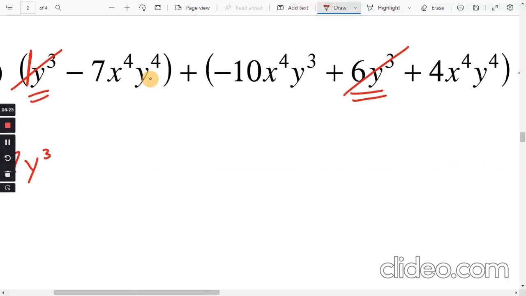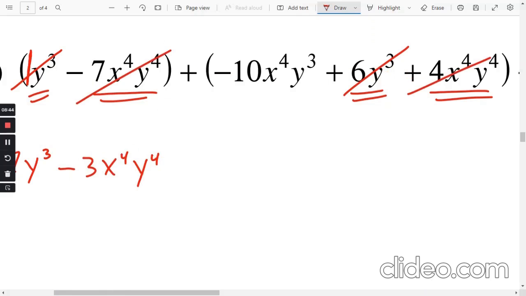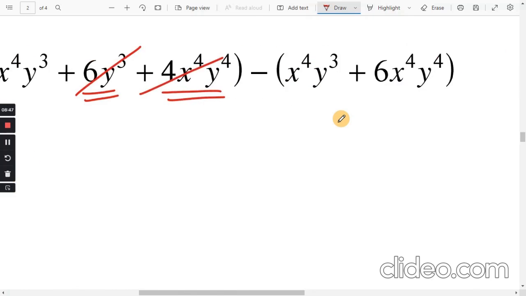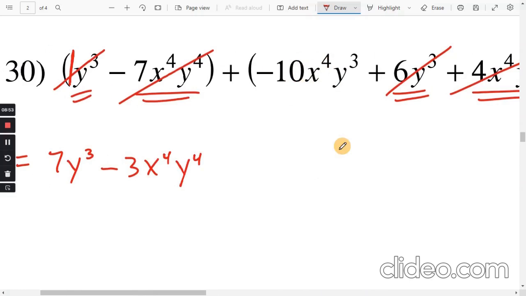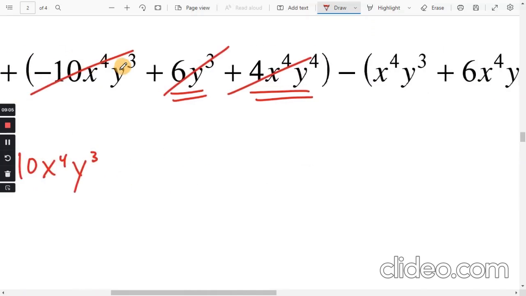Okay, and here I have negative 7x to the 4th y to the 4th plus 4x to the 4th y to the 4th. So negative 7 plus 4 will give us negative 3 x to the 4th y to the 4th. So I'll cross those off. All right, and for the rest, I'm going to distribute the negative sign just so we don't get confused. So I'm going to rewrite negative 10 x to the 4th y to the 3rd. Cross that off.